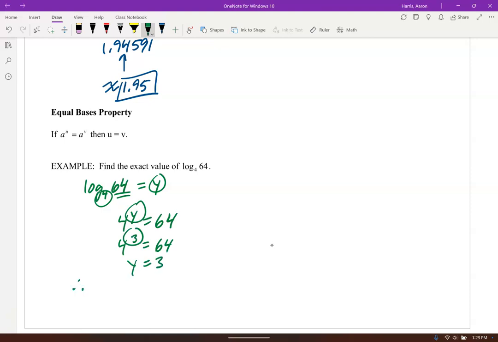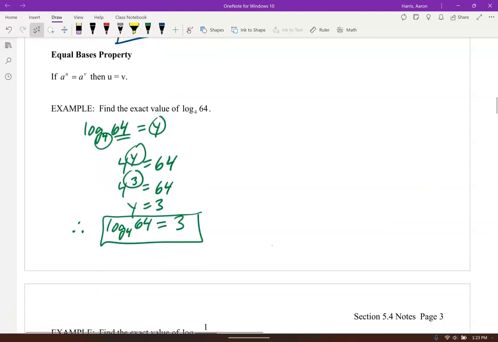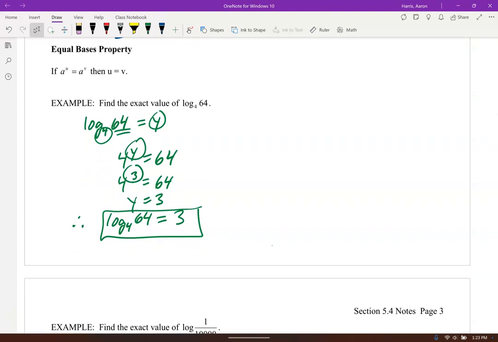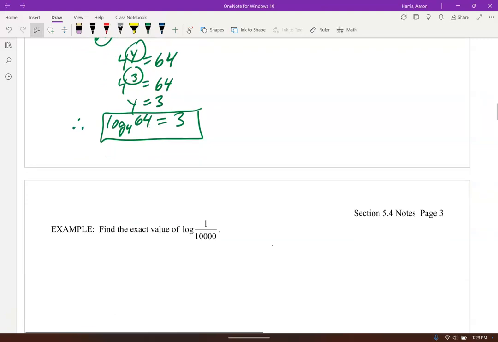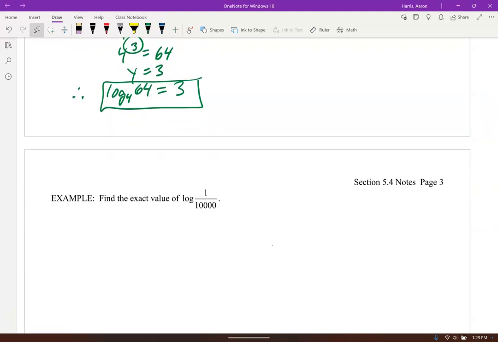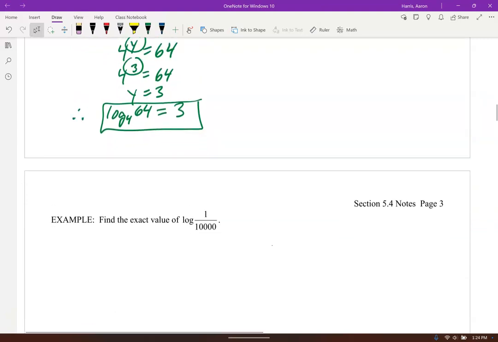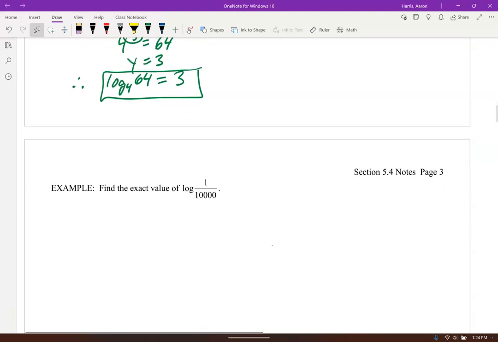Therefore, log base 4 of 64 equals y, and y is 3. Right. So that's the exact value of log base 4 of 64. Now I do realize some calculators will do a log base 4. Later in the course we'll actually give you a change of base formula as well, which is another way to do problems like this.